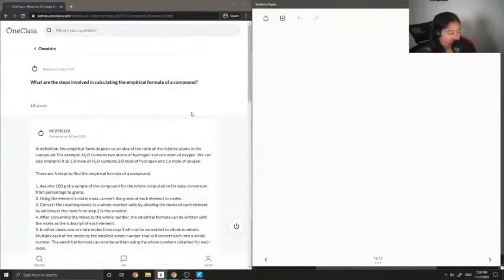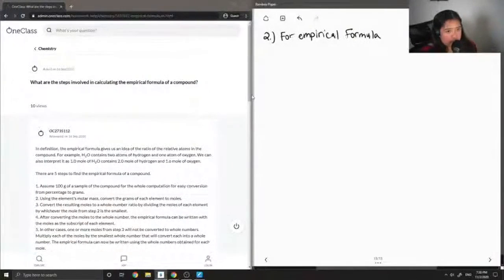Okay, so let's do question number 2. What are the steps involved in calculating the empirical formula of a compound? I'm going to do a sample example of how you would calculate an empirical formula, and then I'll also talk about the different steps. So I'll write down the steps first.